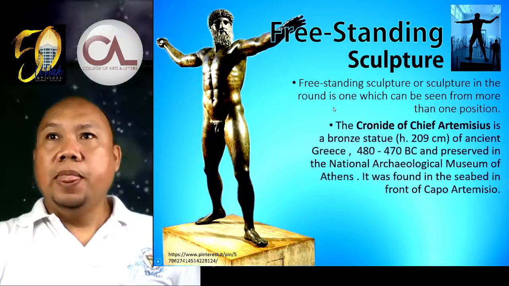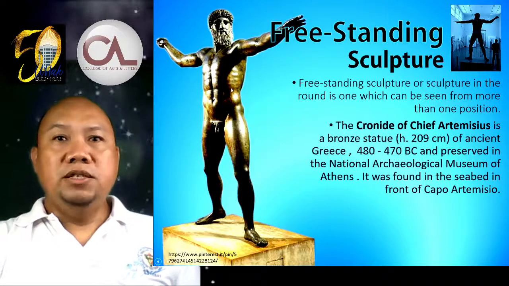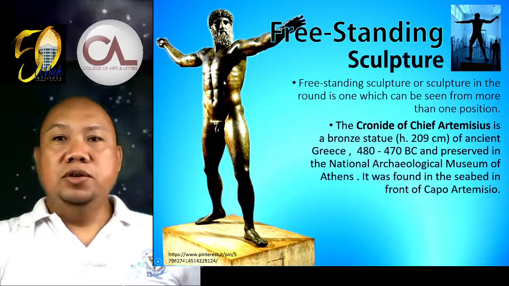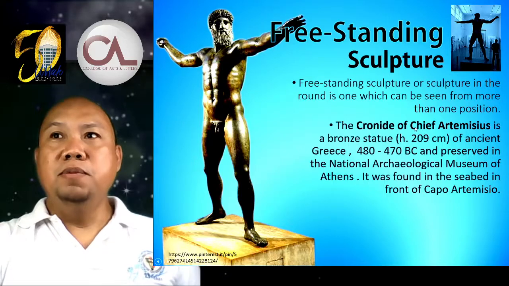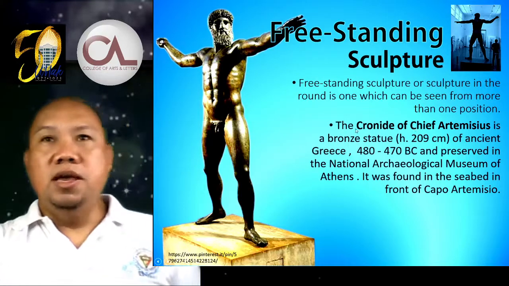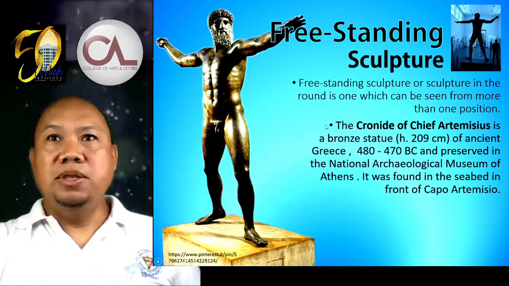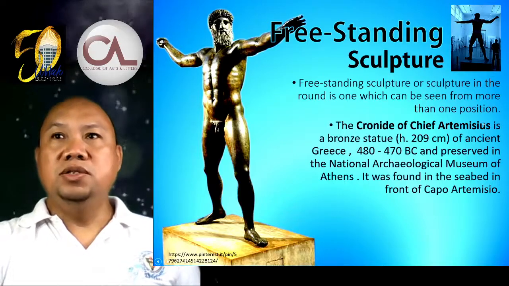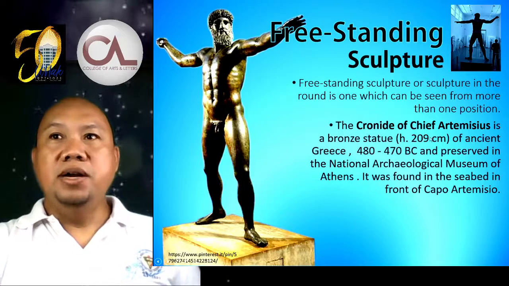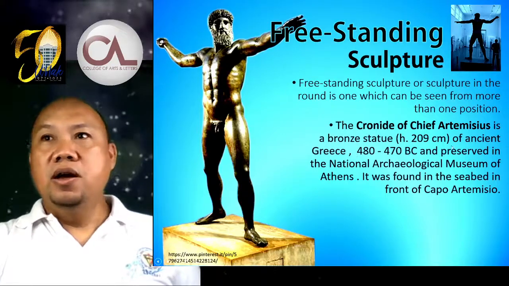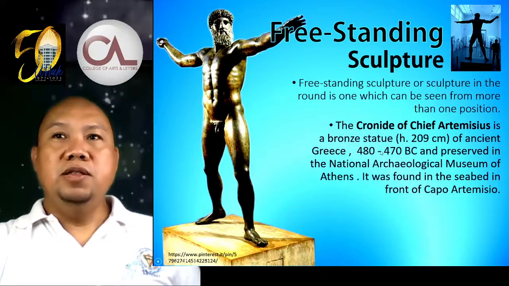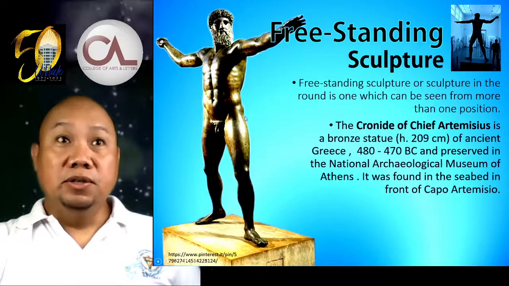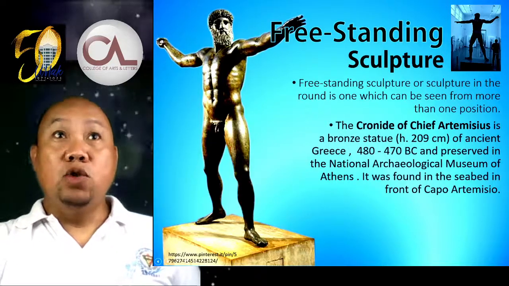So, what else? This statue, itong sculpture na to, it's the Chronide of Cape Artemisium. It's a bronze statue. The material is bronze. The height is around 209 centimeters, and it can be found in ancient Greece, around 480 to 470 BC. So ganun na siya katagal.